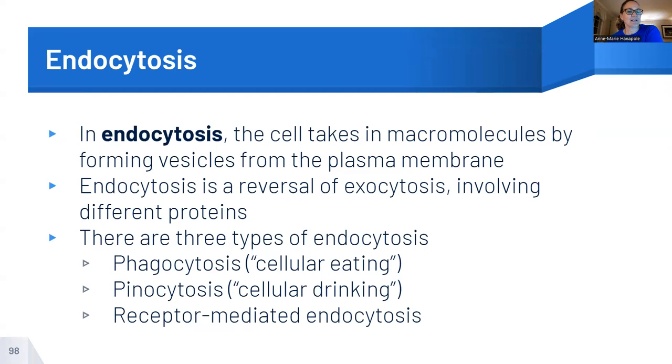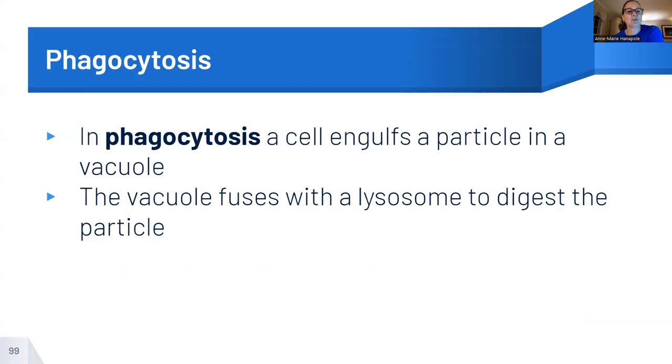And looking at endocytosis, bringing things into the cell, there are three types of endocytosis: phagocytosis, pinocytosis, and receptor-mediated endocytosis. So phagocytosis is going to be bringing large molecules, large objects, into the cell, and that vacuole will fuse with a lysosome, which will then kind of digest it inside of the cell.